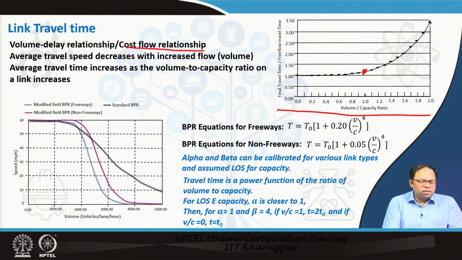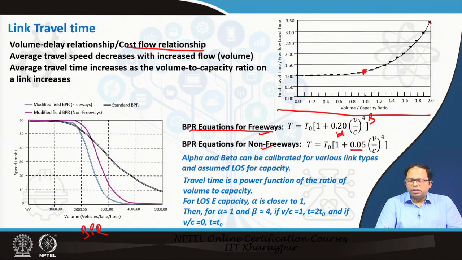And over here, this is the BPR equation, these are the BPR curves. We have learned about the BPR, Bureau of Public Roads, function, where we estimated the travel time of a link based on volume by capacity and the free flow time. So we had alpha and beta over here, and the alpha value was 0.15 last time. But now in the BPR equation we are considering freeways and non-freeways, and these coefficients have changed: 0.15 has become 0.2 in the case of freeways, and for non-freeways it has become 0.05.